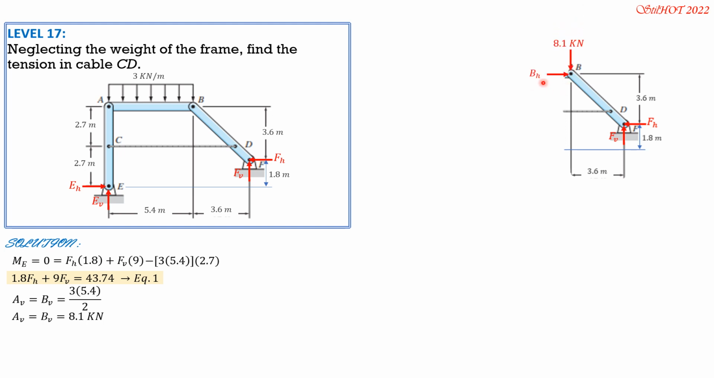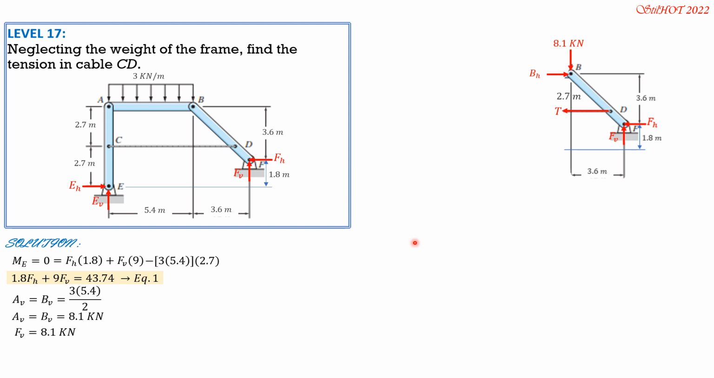And let us say BH is to the right. And this is the tension. So we can now solve FV, which is obviously 8.1 kilonewtons also. This distance is equal to 2.7 as in the figure.